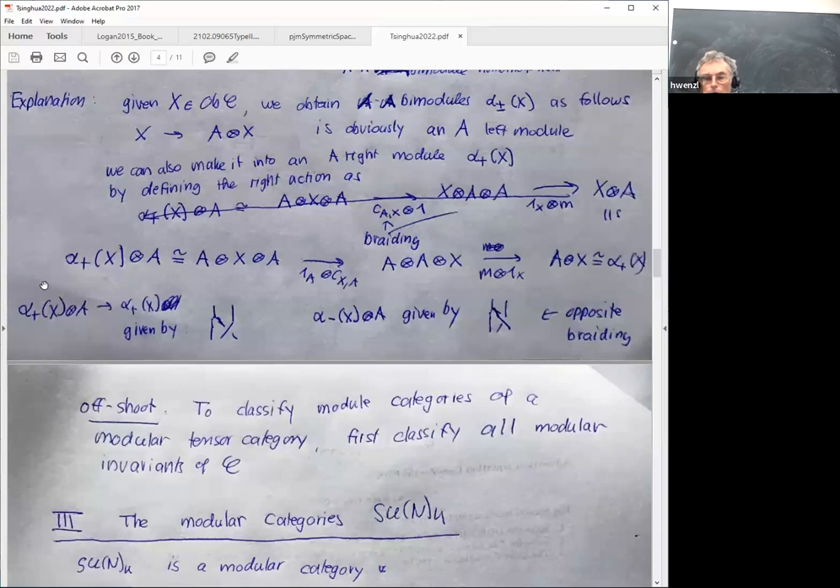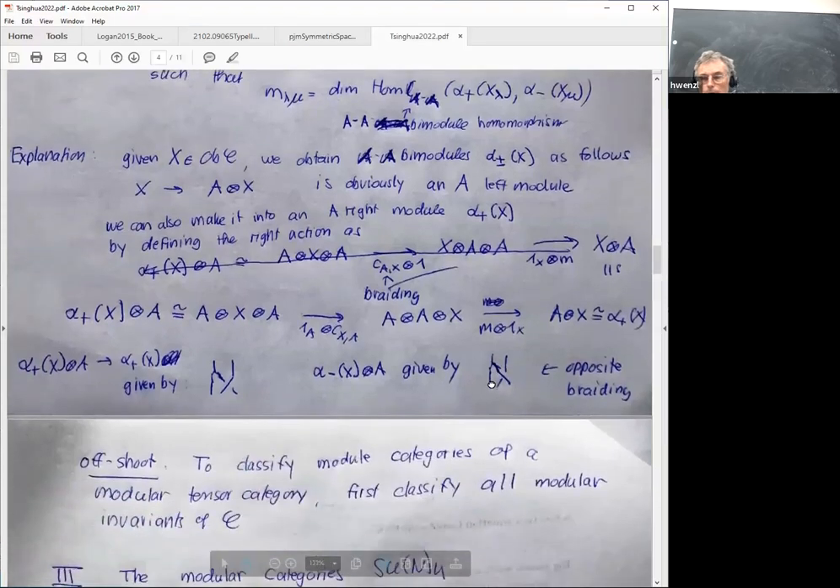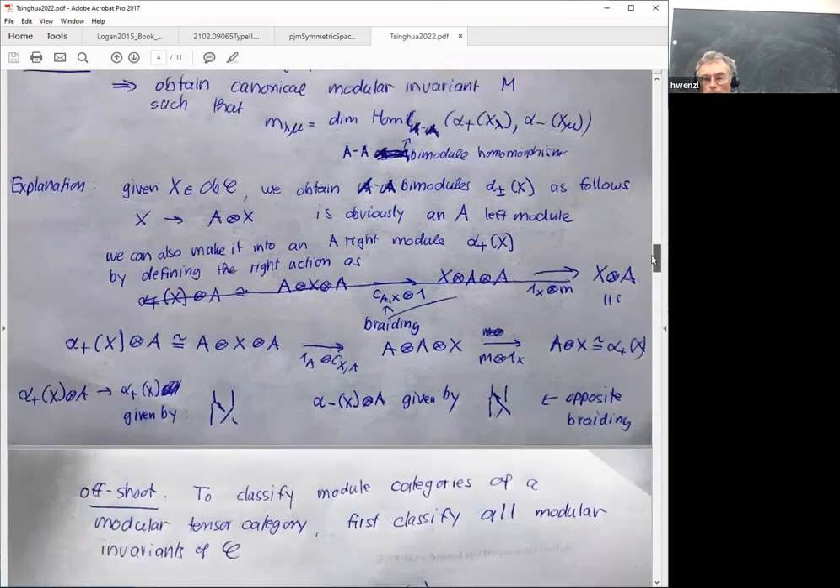Now, because of braiding, we have two possibilities how to do this. We can either take this braiding here, which I drew as a picture on the last line here, or we can use the opposite braiding here. And so we get two objects which may or may not be isomorphic. So in general, they are not isomorphic. And so now the entry of the M is given via this Hom space.